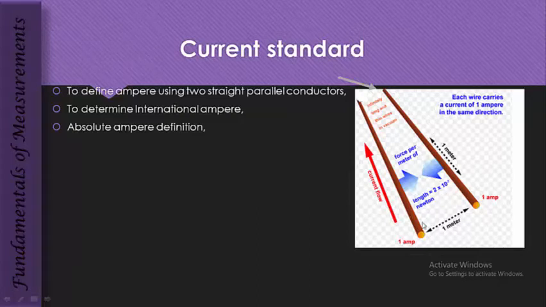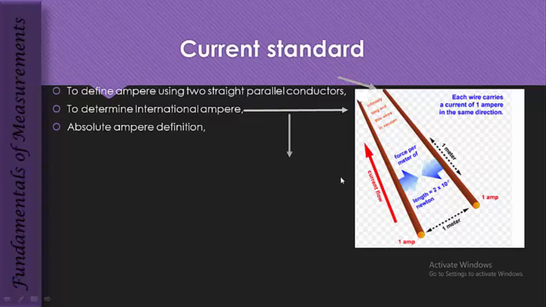So you have two conductors of infinite length, separated by a distance of 1 meter, and the force was found to be 2 into 10 power minus 7 Newton. When you measure the current for this particular force, it was defined as an ampere, and the unit for this current was found to be 1 ampere. This particular experiment was not successful because you are taking two conductors of infinite length. So they came up with an international ampere standard.